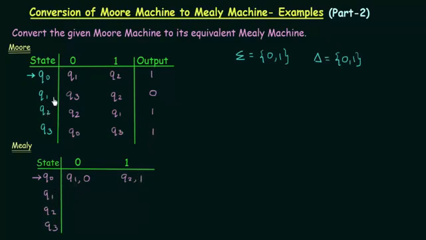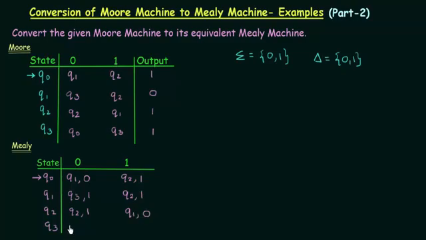Come to state Q1. Q1 on input 0 goes to Q3. And what is the output associated to Q3? It is 1. Where does Q1 go on getting input 1? It goes to Q2. And what is the output associated to state Q2? It is 1. Okay, now come to state Q2. Q2 on input 0 goes to Q2 itself. And what is the output associated to Q2? It is 1. And on input 1, Q2 goes to Q1, and what is the output associated to state Q1? Look at this, it is 0.